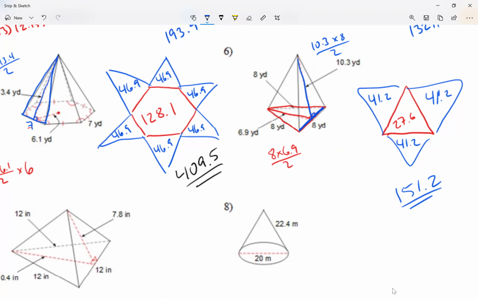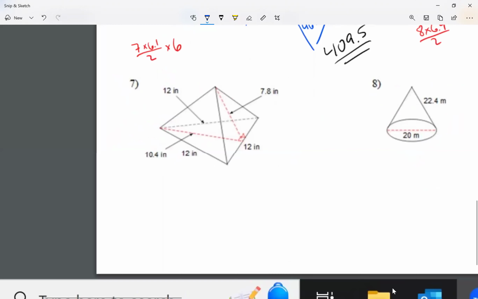Okay, let's take a look at question number 7. Try to find a shape that is not a triangle. Now, if you see only triangles, let me highlight the base. It is the one triangle where you know the 3 sides of it. I know this is 12, I know this is 12, and I know this is 12. So that is the base. My base is a triangle.